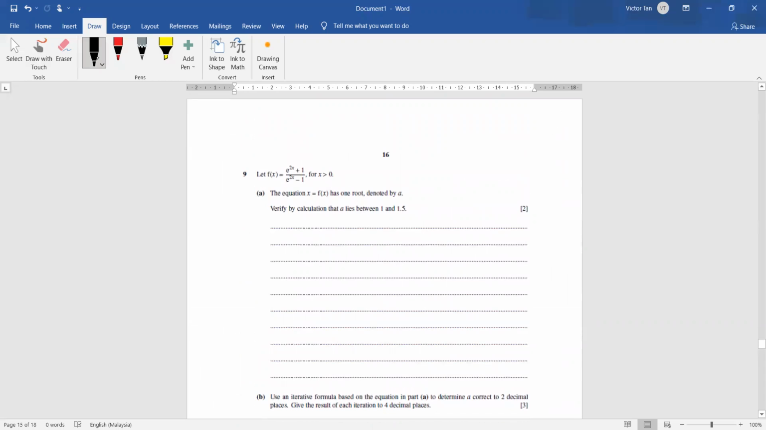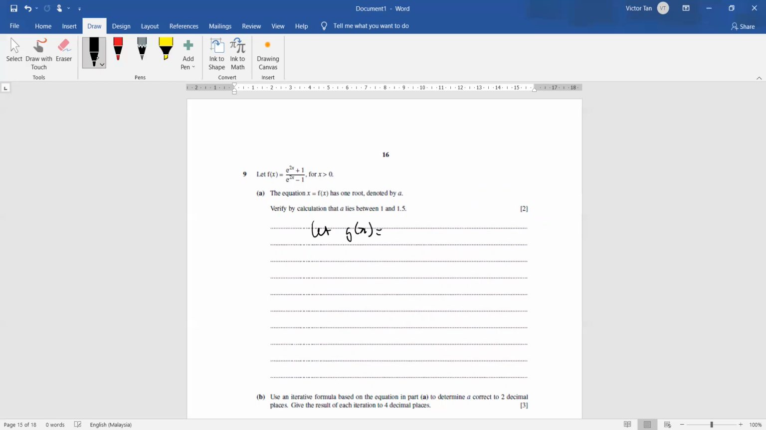Let f of x equal e to the power of 2x plus 1 over e to the power of 2x minus 1 for x larger than 0. The equation x equals f of x has one root denoted by a. Verify by calculation that a lies between 1 and 1.15.